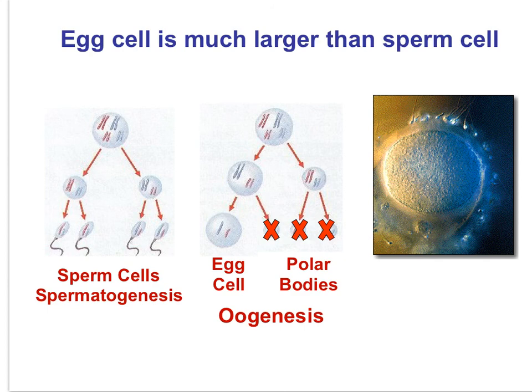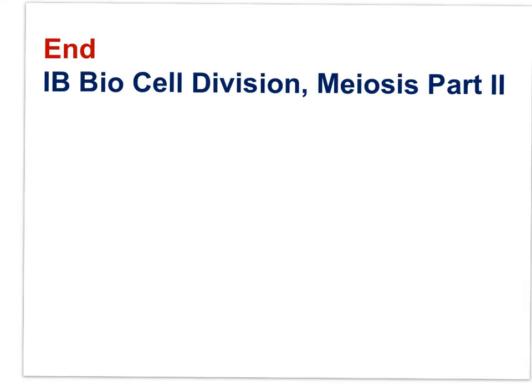In this image, we can see the size difference between the egg cell, seen here, and numerous sperm cells, seen here. And that brings us to the end of IB Bio, Cell Division, Meiosis Part II. Within the first 2 movies of meiosis, especially this one, I've introduced concepts that will be very important when we study genetics and mammalian reproduction.